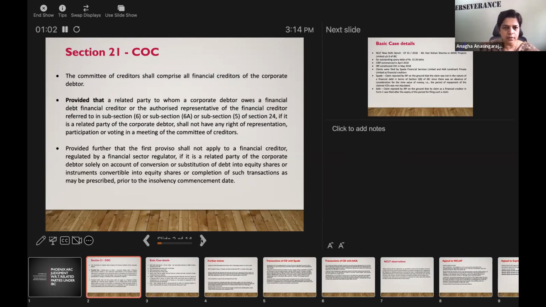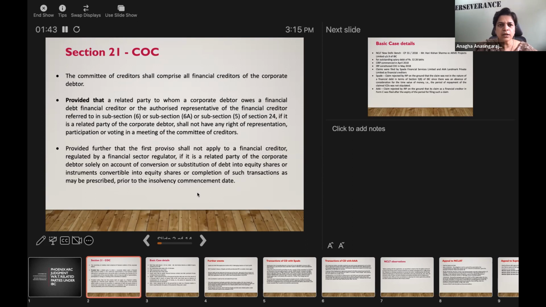Of course, this exception, that is the first proviso, shall not apply to a financial creditor who is regulated by a financial sector regulator, if it is a related party of the CD only by virtue of conversion of the debt or the substitution of debt into equity shares, or any instruments which are convertible into equity shares, or completion of such transactions prior to the insolvency commencement date. So with that exception, anybody else who is a related party of the corporate debtor and who is a financial creditor will not be able to participate or vote in the meeting of the COC.